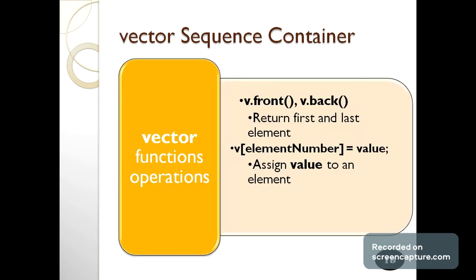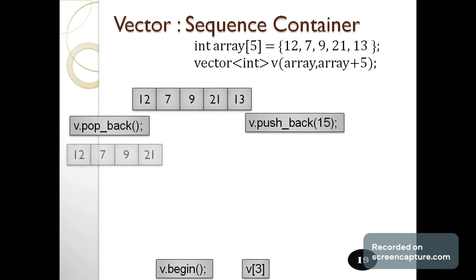Then I have certain functions as front and back. These functions return the first and the last element, and if I want any element in between from first to last, I will use v and give the element number, just say v of 3, v of 2, v of 1, and so on, as you are accessing an array. Now we'll see about some functions.